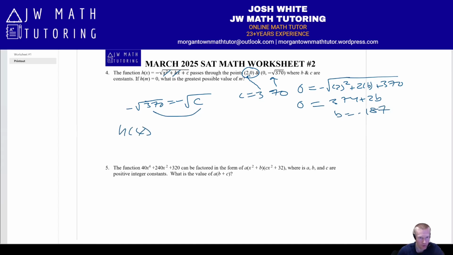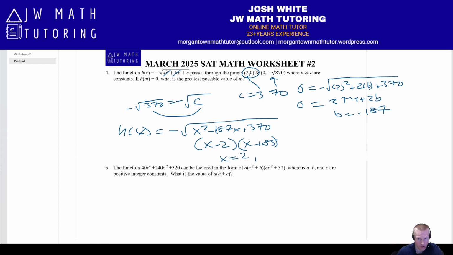So now you have the full equation: x squared minus 187x plus 370, all under the radical. Okay, so now you just have to find the zeros. Now if you wanted to, you could take this and factor it. Again, I'm not going to show all the work because I've already worked it out and know what the answer is. It's so much easier to do this in Desmos. But it's going to factor as x minus 2, x minus 185. And then your two zeros are 2 and 185. So what's the greatest possible value of m? Well, it's just this right here, 185.